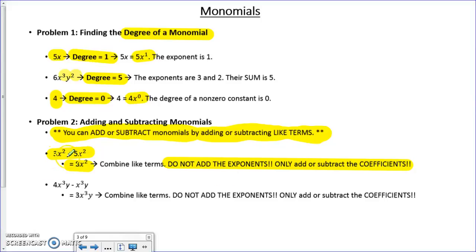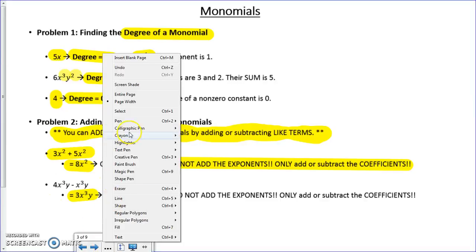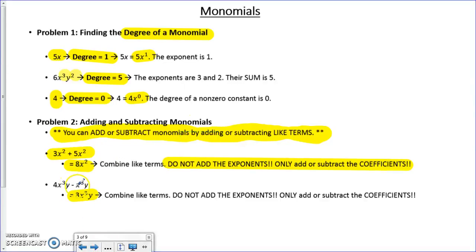They both have x squared, so they are like terms. The coefficients are 3 and 5. 3 plus 5 is 8x squared. 4x cubed y minus x cubed y is equal to 3x cubed y. Now, although you do not see a coefficient over here, you should know that the coefficient is 1. 4 minus 1 is 3x cubed y.